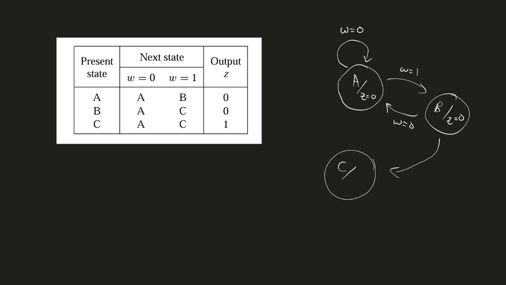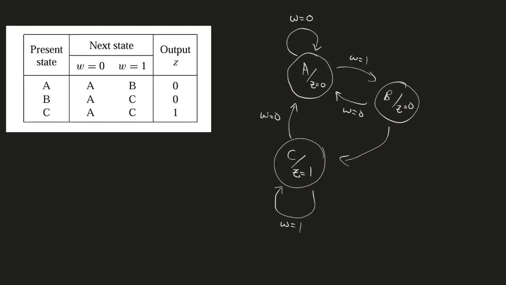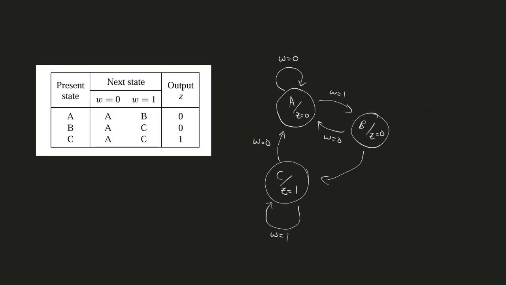And then when we're at state C, our output is 1. Okay, and then when we're at state C, if we press W equals 0, we go to state A. And if we press W equals 1, we go back to state C. Okay, so that's the FSM diagram. Oh wait, there should be a W equals 1 here. There we go. Okay, and so pretty much the question is, is this a Mealy or Moore machine?